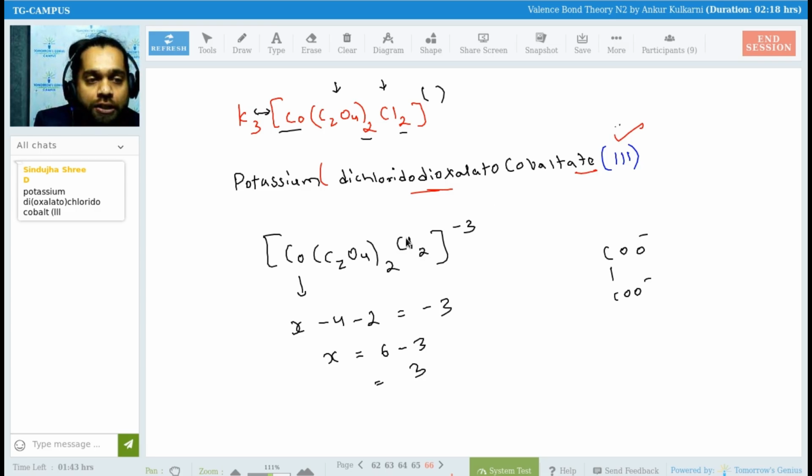Sindhuja, potassium dioxalato chlorido cobalt. Again, Sindhuja, you have to remember, we are going by alphabetic order. C comes first, then the O. So dichlorido, dioxalato, and cobaltate. That also you have to look at. Okay, is it clear, Anmoldeep? Potassium chlorido dioxalato, potassium dichlorido. Yes, Anmoldeep, that mistake you have made.